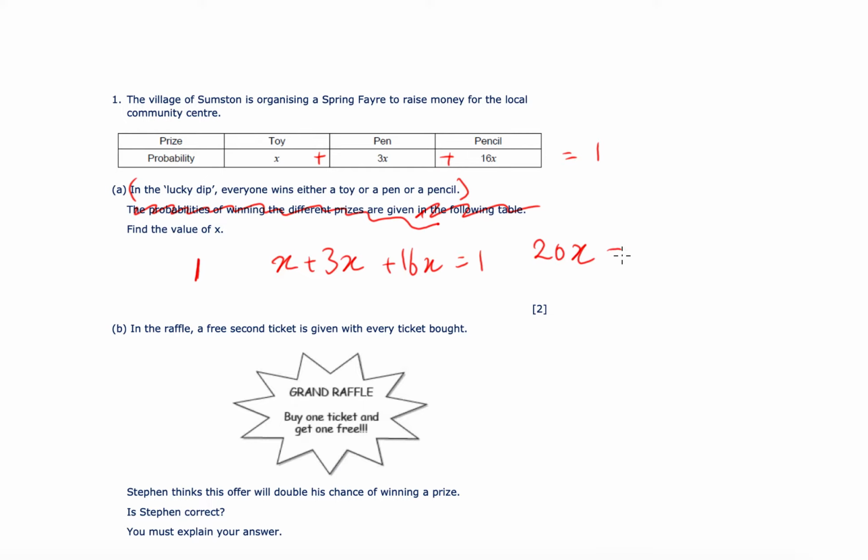Adding the x's together, 20x is equal to 1. x is equal to 1 over 20. Okay, so that's the value of x.